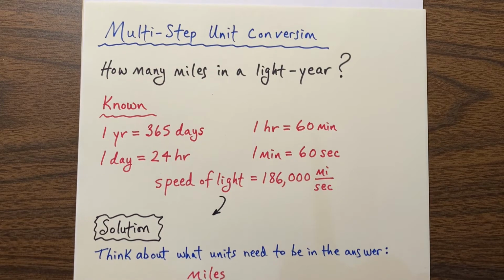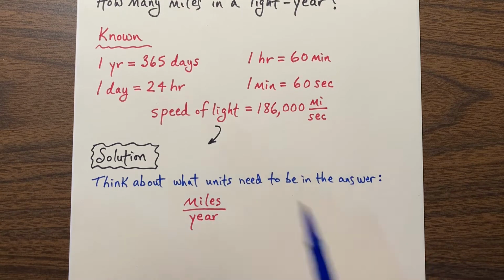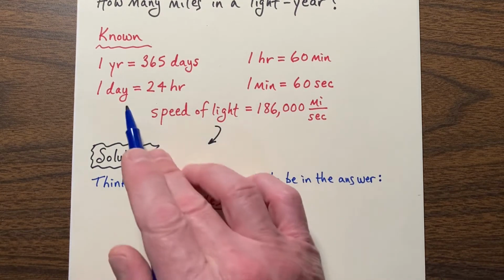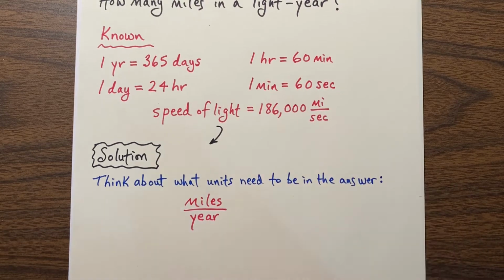So let's think about how we would attack this problem. I've written down all the known information. 1 year is 365 days, 1 day is 24 hours, 1 hour is 60 minutes, 1 minute is 60 seconds, and the speed of light is 186,000 miles per second. It looks like it would be difficult to do.